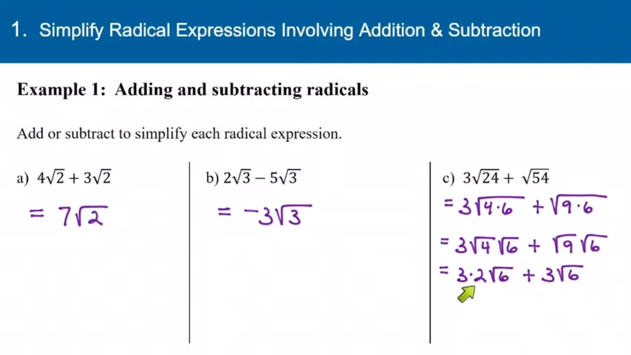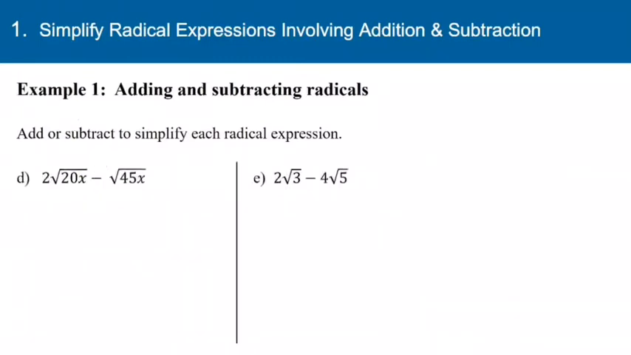Okay, now 3 times 2 is 6. And now we have 6 square root of 6 plus 3 square root of 6. So you can see that the radicals are the same. And 6 plus 3 is 9. So we end up with 9 times the square root of 6.